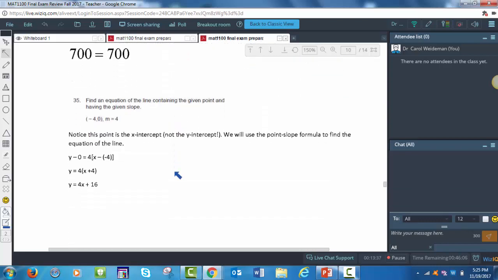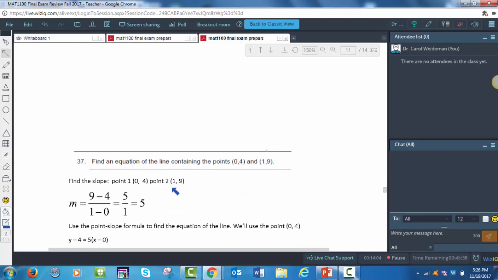Find an equation of the line containing the given point and the given slope. Now notice this point is not the y-intercept, it's the x-intercept. So we're going to use the point-slope formula to find the equation. We take y minus the y-coordinate of the point we were given, which is 0, equals 4, the slope, times x minus the x-coordinate of the point we were given. So I come down to this, y equals 4 times, and then I distribute, 4x plus 16. There's the equation of my line.